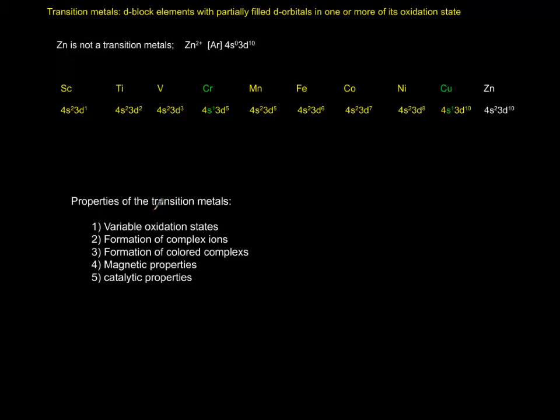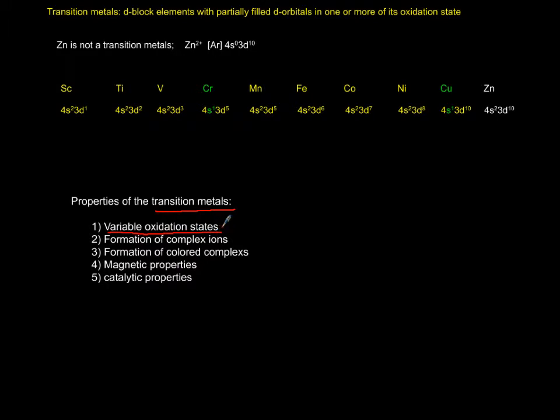Transition metals have wonderful properties that are all related to their electron configurations. They have variable oxidation states, form complex ions, form colored complexes, and have magnetic properties and catalytic properties. To look at their properties, let's dissect their electron configuration and look at the variable oxidation state.